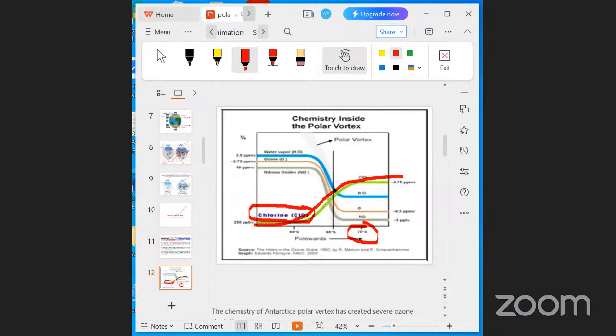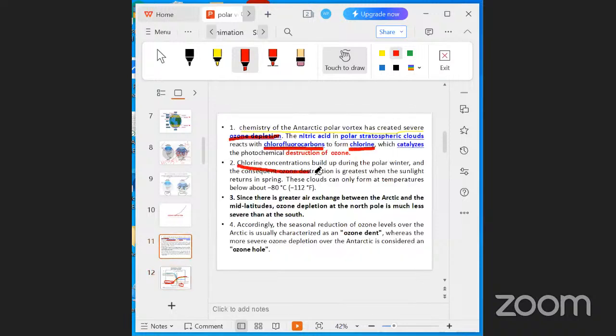So what happens? The chlorine concentration builds up during the polar winter. In the polar winters, chlorine concentration rises, and this ozone destruction starts happening when sunlight returns in spring. These clouds can only form at temperatures below -80 degrees centigrade. So remember, when it reaches those acute winter temperatures of -80 degrees centigrade, that is when this chlorine composition leads to this depletion of ozone, right?